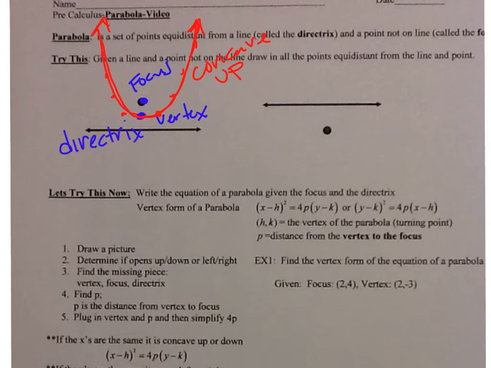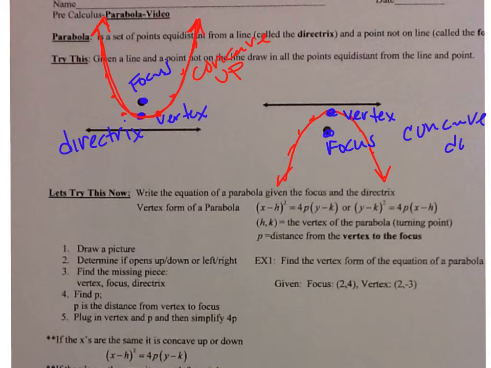All right, so let's take a look at the other side. I would have these points that would be equidistant from the point not on the line and the given line. So this point here would be the vertex. This is the focus. Notice that the parabola is hugging the focus. This is concave down because it opens down, and this is the directrix.